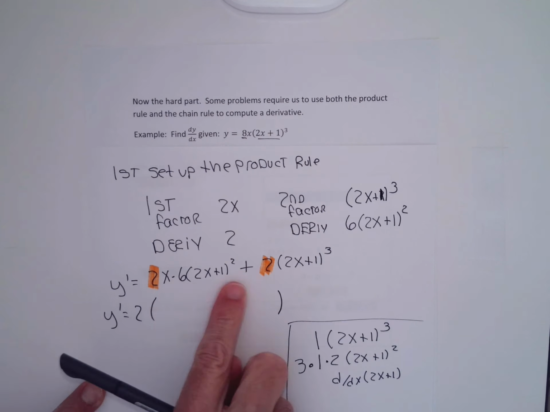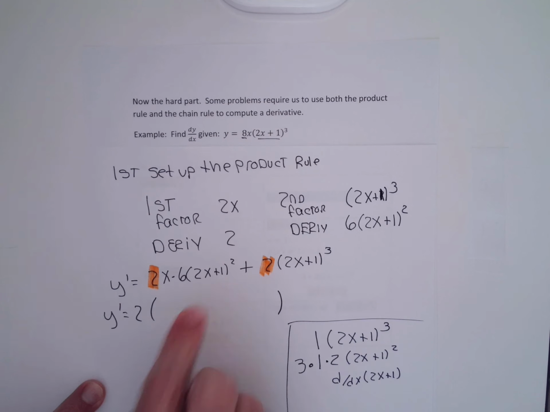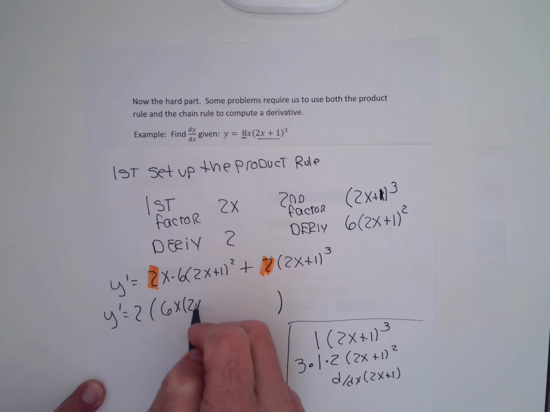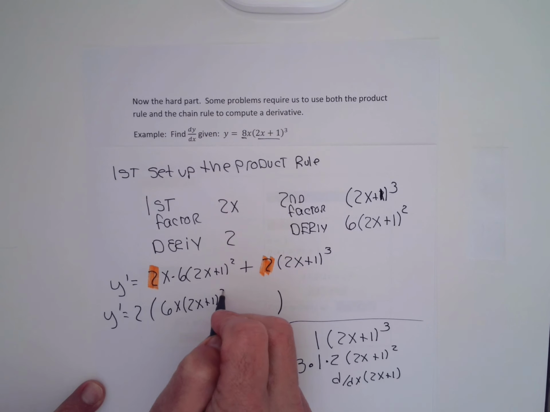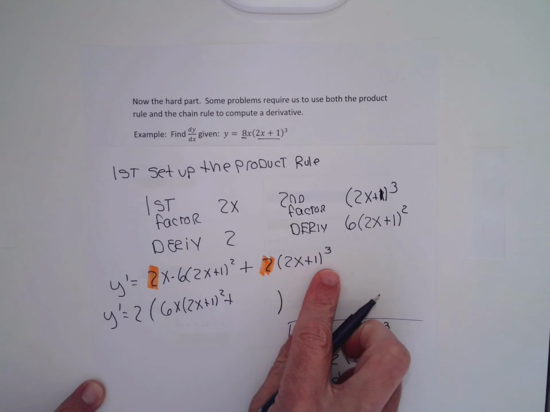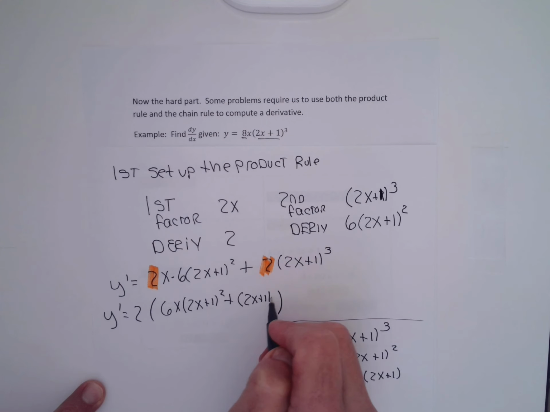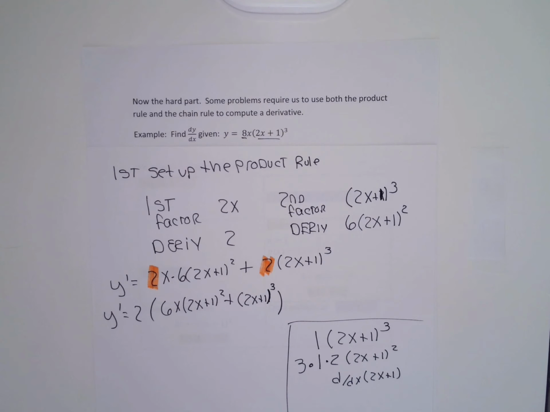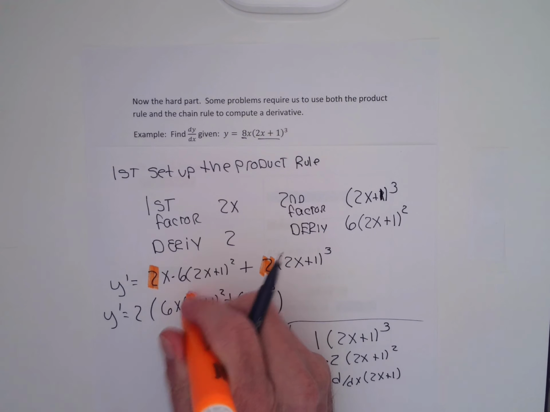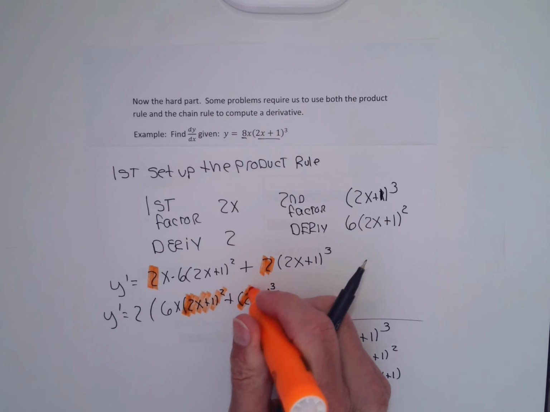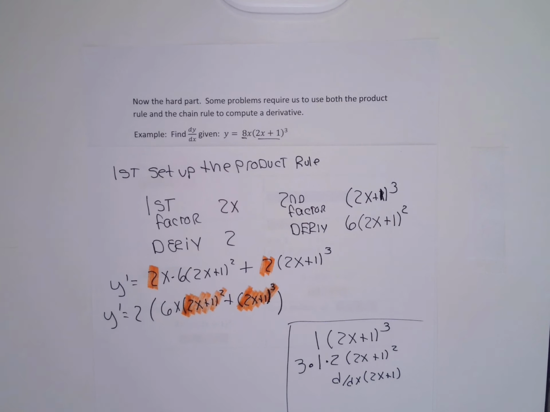And then what's left here is x times 6 times 2x plus 1 squared. I'm going to write that as 6 times x times 2x plus 1 squared. After the plus sign, I have a 2x plus 1 cubed. Now the ugly common factor. On either side of this plus sign, each has a parentheses with a 2x plus 1. I take the smaller of the exponents and make that my common factor with the parentheses.